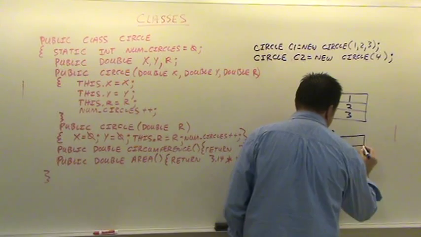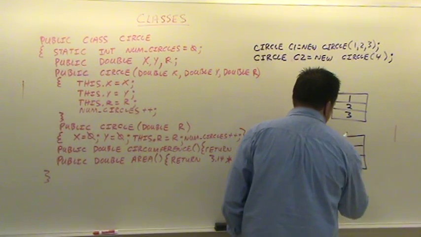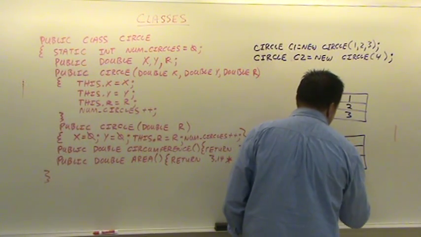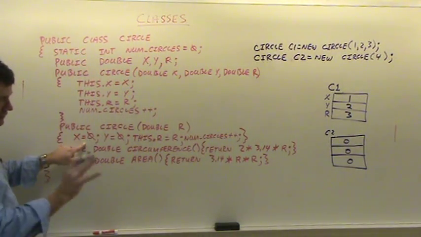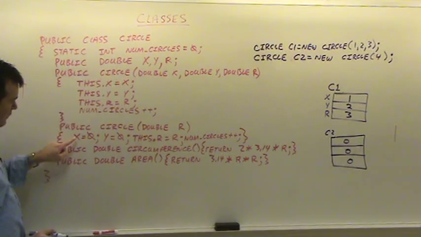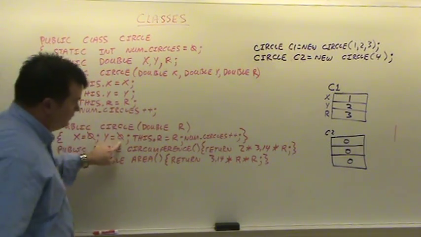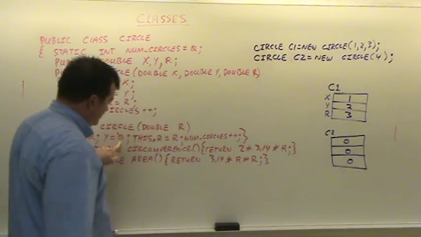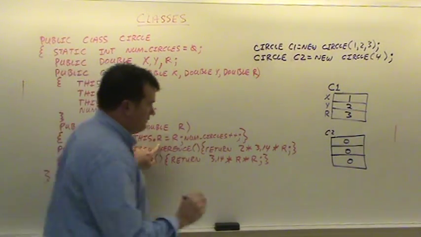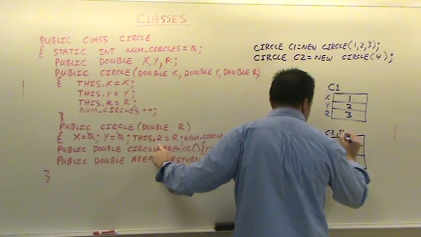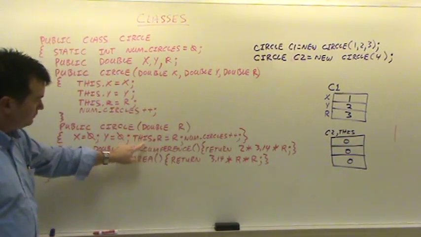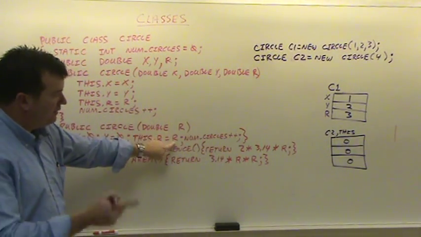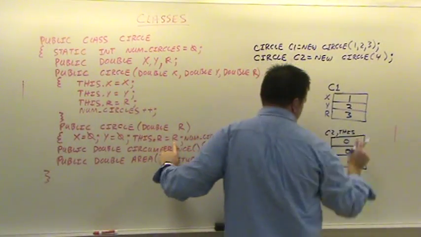So we get a piece of storage. The default values of 0, 0, 0 get written in. Then our constructor runs where we can alter the default values. And we now say X equals 0, Y equals 0. So that really doesn't do anything. Now remember, during this method, this is another reference to this particular object. This R is equal to the R that was passed in. So the R that came in was 4.